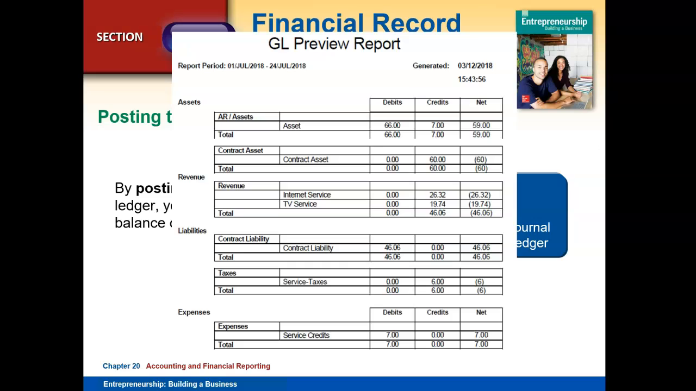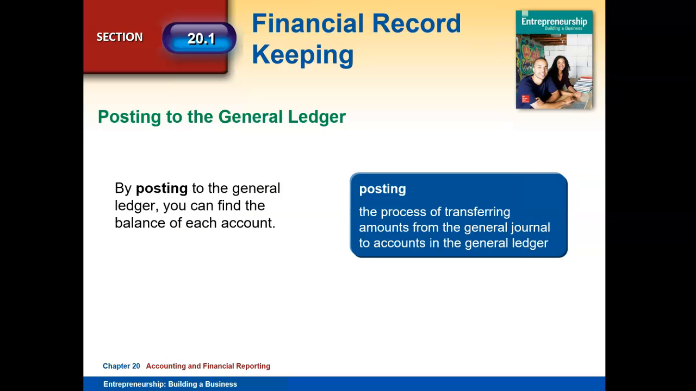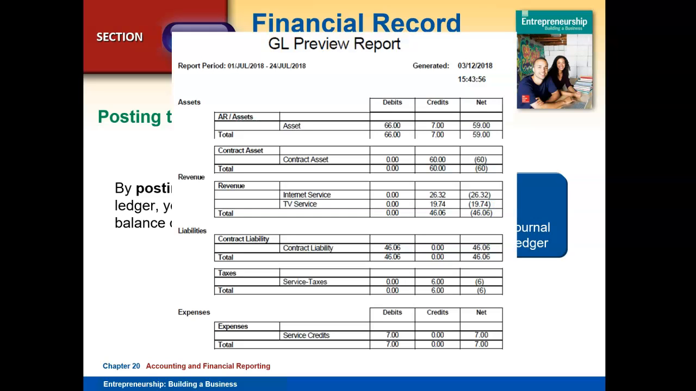So, and here's another example of a general ledger preview. Sorry. So, and then it'll post the various, so here's your assets, and here's what debits happen to assets, contract assets, revenue, what happened to that account over the period of time and how it changed.